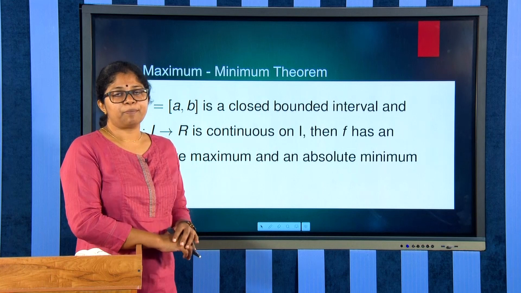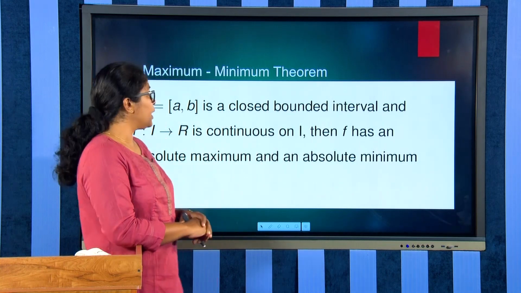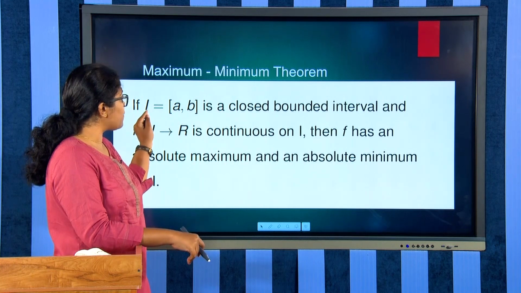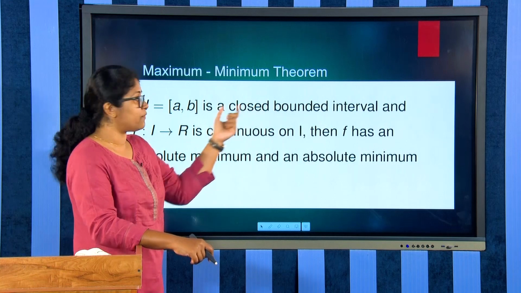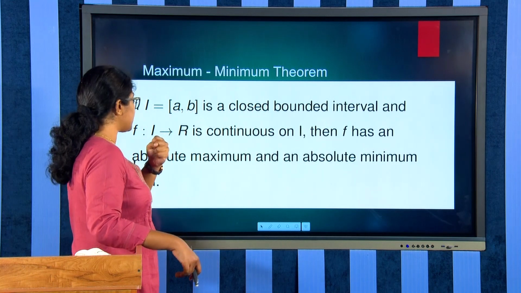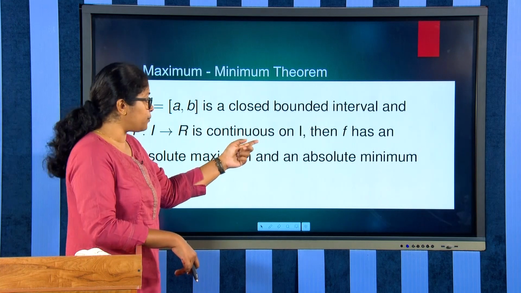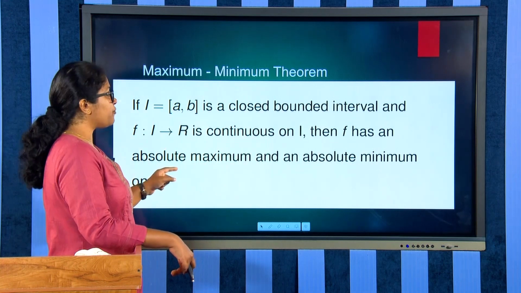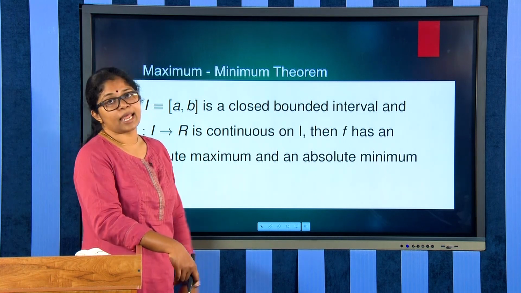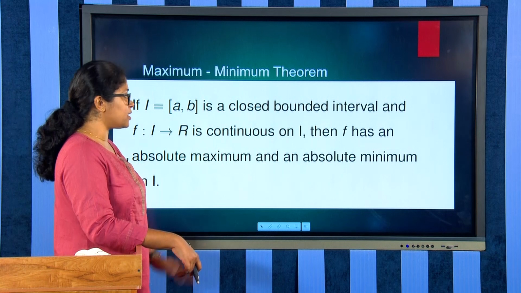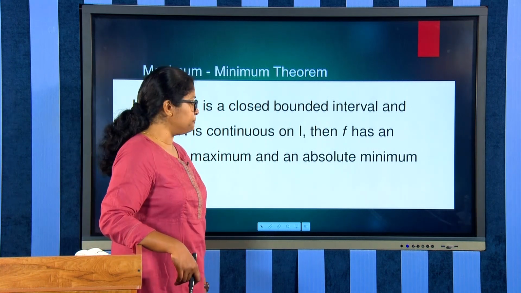Now comes the important theorem, which is called the maximum minimum theorem. Again, I is defined as a closed bounded interval. That is why we are taking I to be some closed interval [a, b]. If f from I to R is continuous on I, then f surely has an absolute maximum and an absolute minimum on the interval I. So, this is called the maximum minimum theorem.